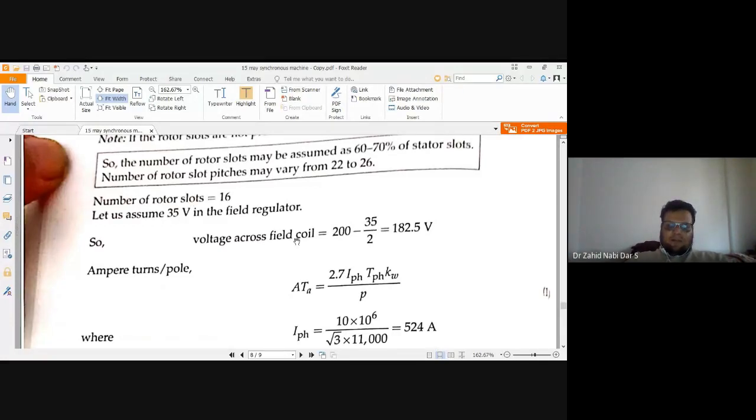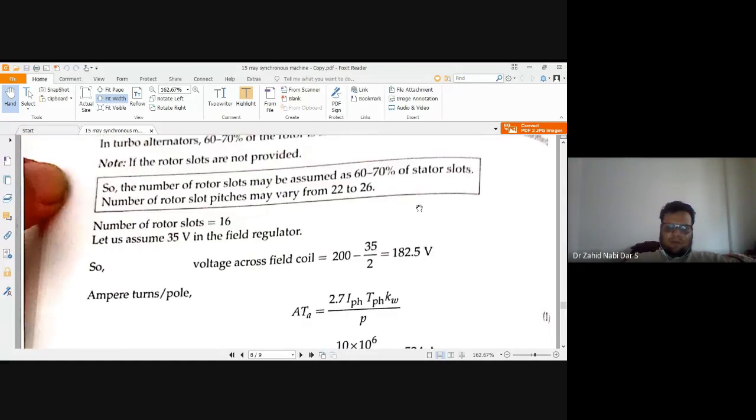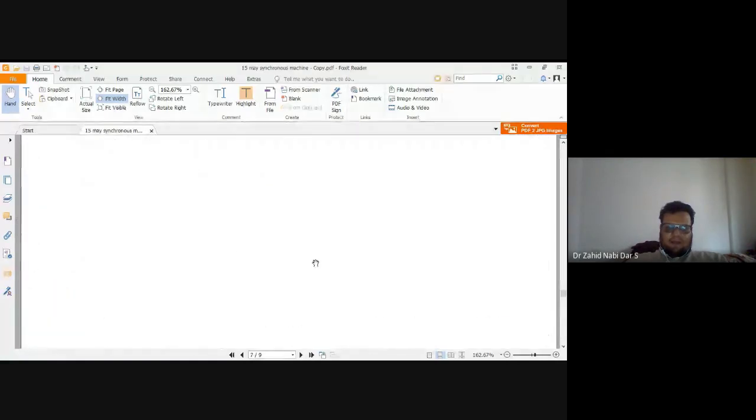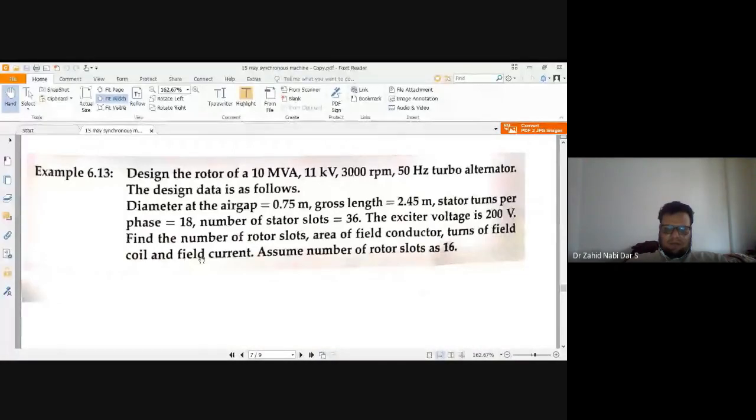So the voltage across the field coil we will assume as 200 minus 35 by 2. Why have we divided 35 by 2? Because it is always an even division, we have to consider that. So 182.5. Now you have the voltage across the field coil, because this voltage divided by your current will give you the resistance. Here it is asking for field conductor, turns of field coil, field current, rotor slots, area of field. Is resistance being asked?